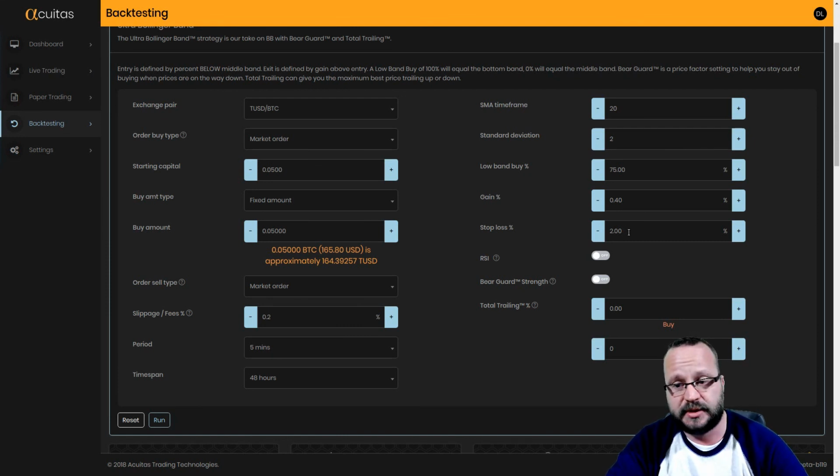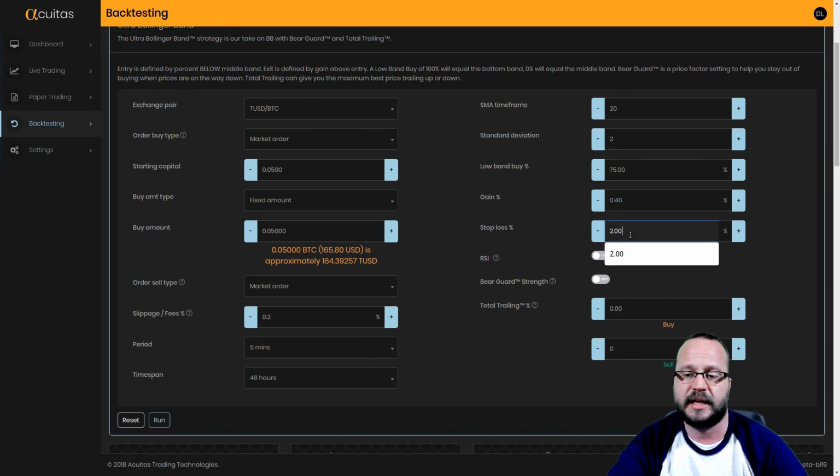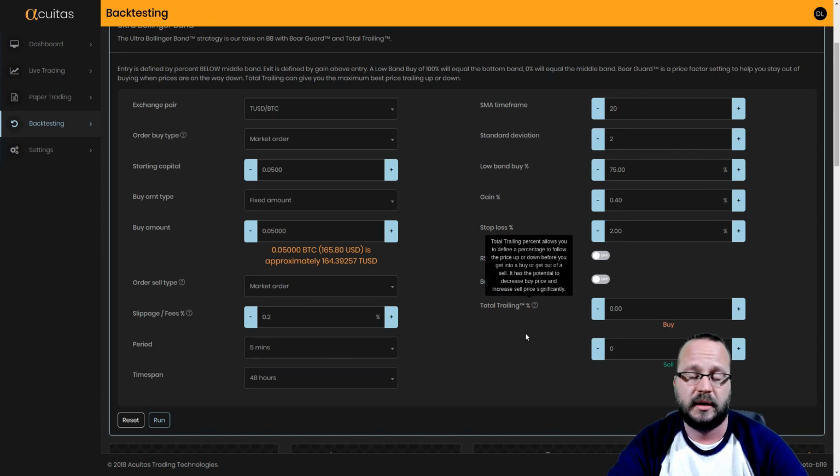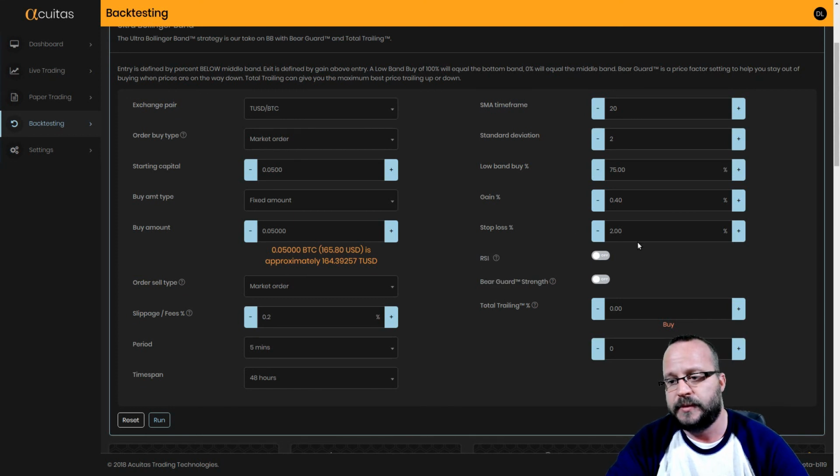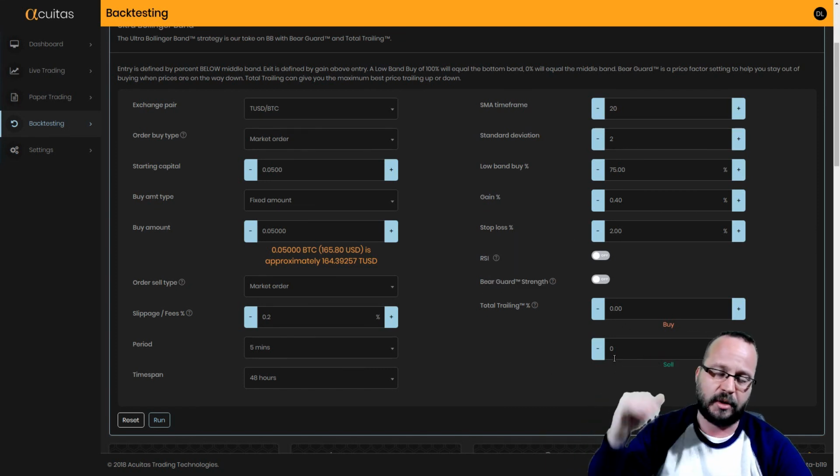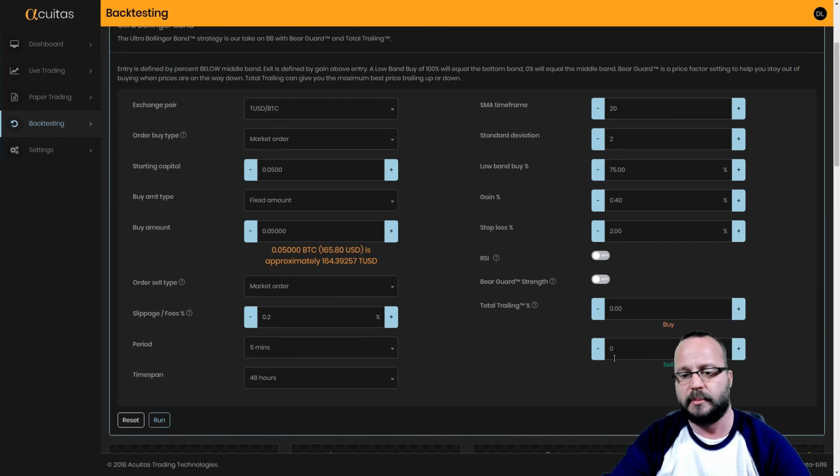If the market goes against you and it starts to go down, you can set a stop loss, and that's where it will sell at a loss and get you out of the trade and basically conserve your capital. You can set that as whatever you want. Obviously, some people turn it off, right? There are some confirmation indicators, the RSI and the bear guard. I'll address those in a separate video and link them into this one. There's also trailing, which will try to eke out a little bit more profit or a little bit better buy on the buy side. So let's run it and see what we get.